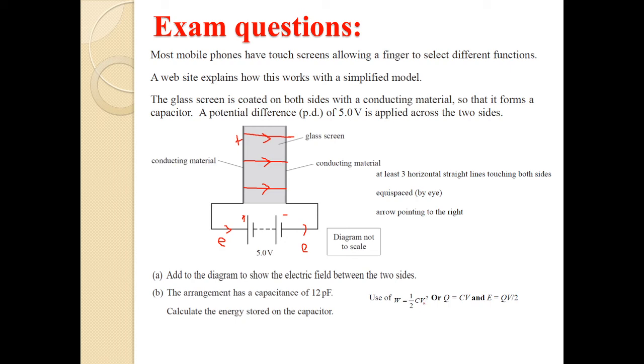Why do we use CV squared? Because the quantities given are C and V. That's why. If not, you can use Q equals CV and replace the Q by the relationship and use it, it doesn't matter. But straight away if you use this relationship, it is easy.